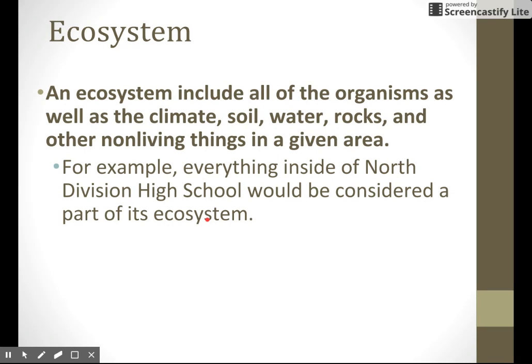Now, on a larger level, outside of North Division, we're talking about temperature changing, the amount of minerals and things that are found in the soil, and different types of pollutants and things that humans can do that also affect this ecosystem. So when we talk about humans' impacts on ecosystems later on, we're going to be talking about the things that humans do to affect these different pieces, which then affect the communities, the populations, and then individual organisms down the line.